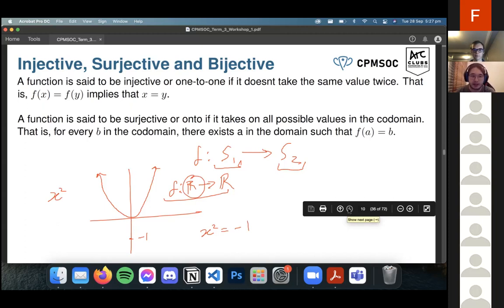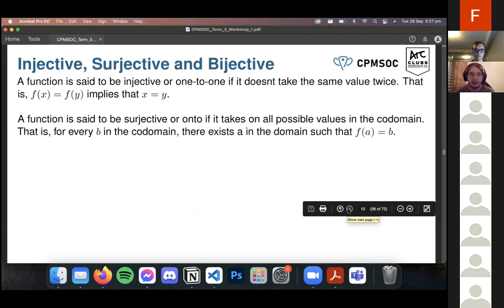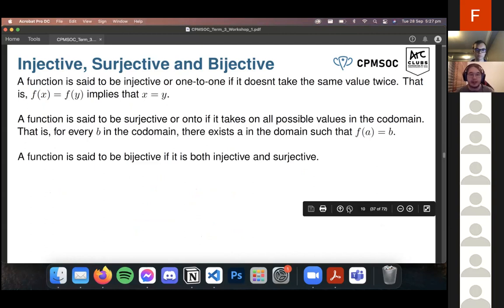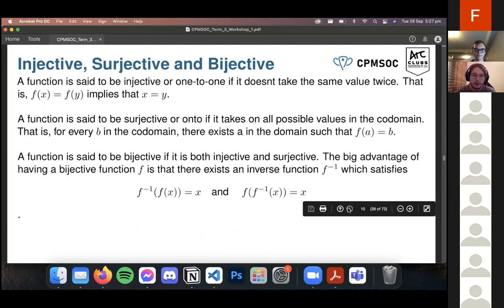It doesn't really relate to the graph or anything, but you need to make sure that everything in the codomain is hit, right? And finally, if you join them together, you're going to end up with something called bijective, which is both injective and surjective. And the convenient thing about bijective functions is that there always exists some inverse.